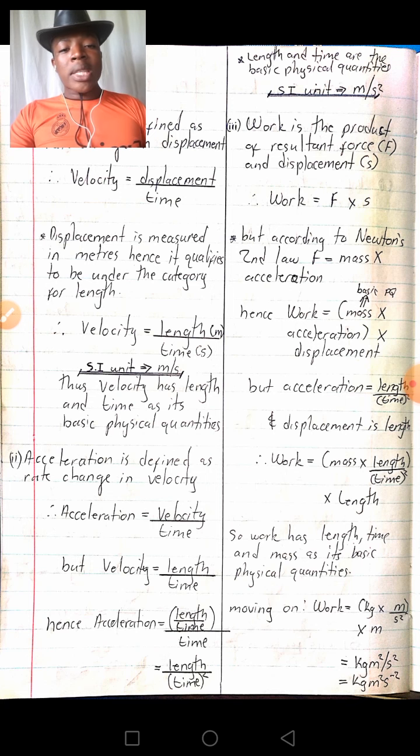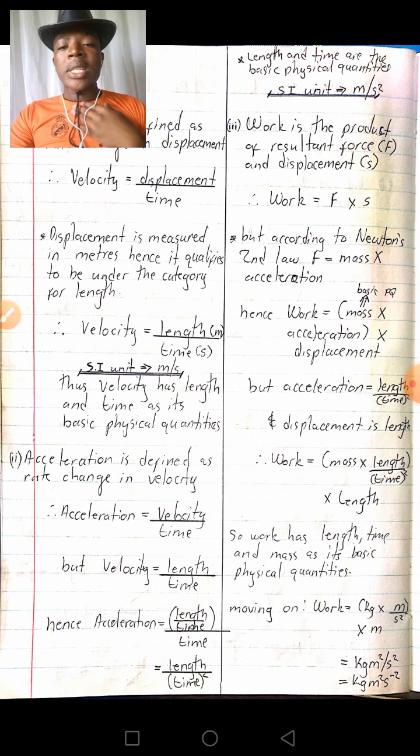Now, what do we do with what Newton has said? We simply take what he has said and substitute in our initial equation, which was saying work is equal to resultant force times displacement. So in place of F, we now put mass times acceleration, right? So work is equal to mass times acceleration multiplied by displacement. But mass is already a basic physical quantity, so you don't have to worry much about it. But for acceleration and displacement, there's no problem.